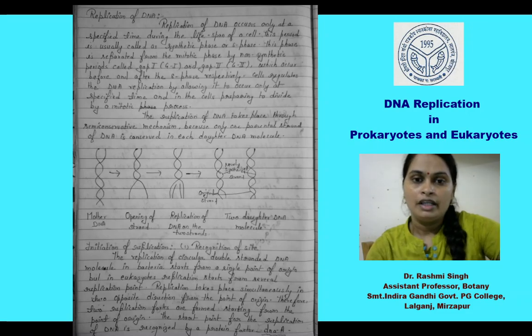The replication of DNA takes place through a semi-conservative mode. It is known as semi-conservative, as only one parental strand is conserved in the process and the other strand is newly formed.